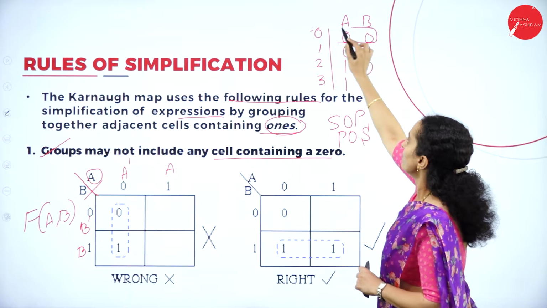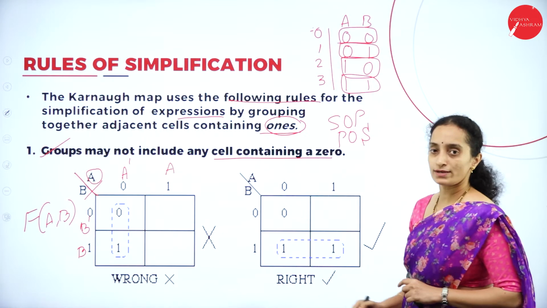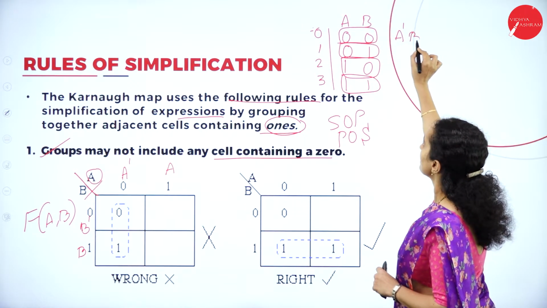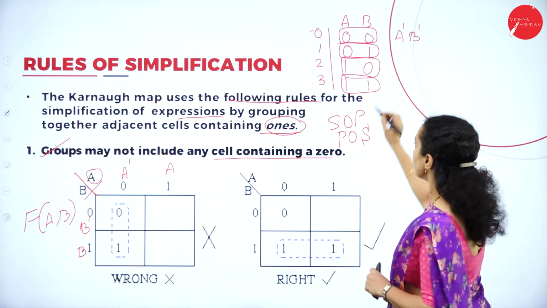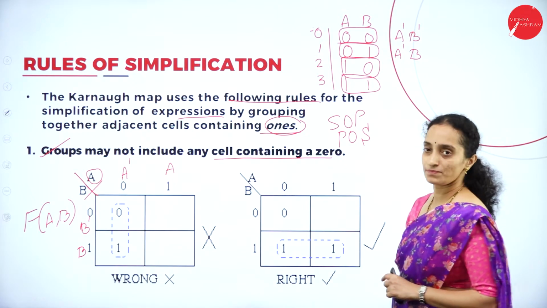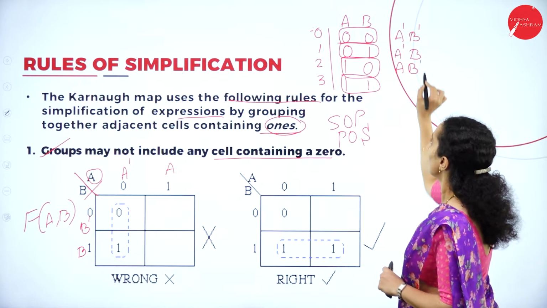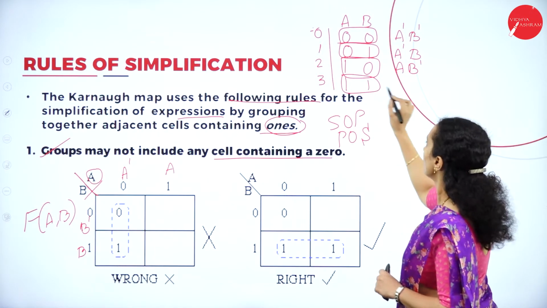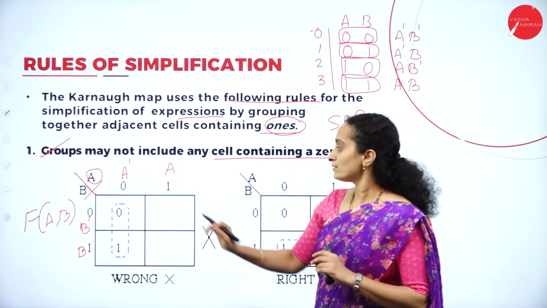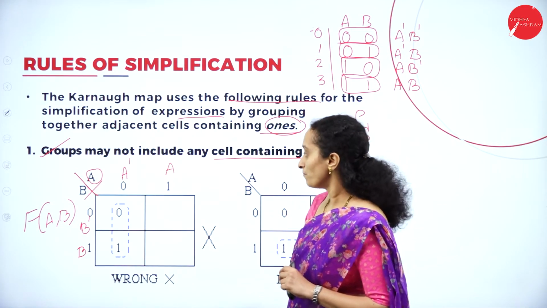Each value will be represented as one cell. All right, how do you represent these values? 0 0 can be represented as A dash into B dash. 0 1 can be represented as A dash into B. 1 0 can be represented as A into B dash, isn't it? 1 1 can be represented as AB. These 4 values can be represented in the sum of products form.